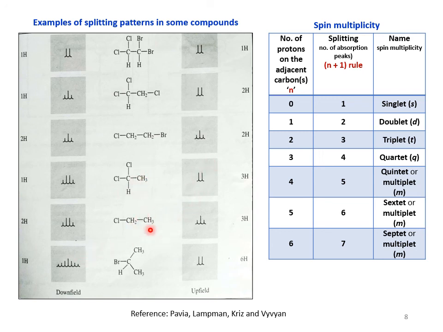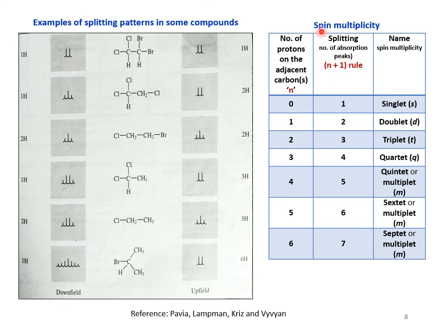Next example is ethyl chloride. The signal for these methyl protons splits into 3 because 2 plus 1 is 3, and the signal for these methylene protons splits into a quartet because 3 plus 1 is 4. Like this, by looking into the splitting pattern, one can easily identify the number of hydrogens present on the adjacent carbon atom.